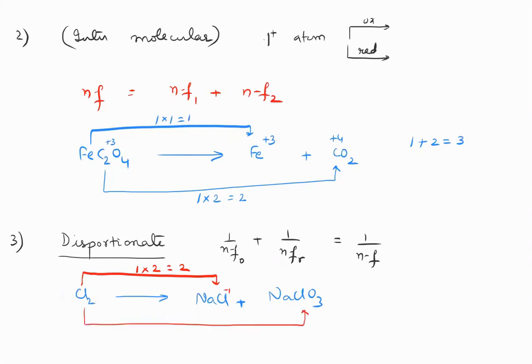So if it has gone oxidized, it's going from 0 to +5. Change is 5, 2 of them again. So 10. So if it is only oxidizing agent, its N factor is 10. If it is only reducing agent, its N factor is 2. So therefore, overall N factor is 2 into 10 by 2 plus 10. So that's 5 by 3. So that's for your disproportionate reactions.